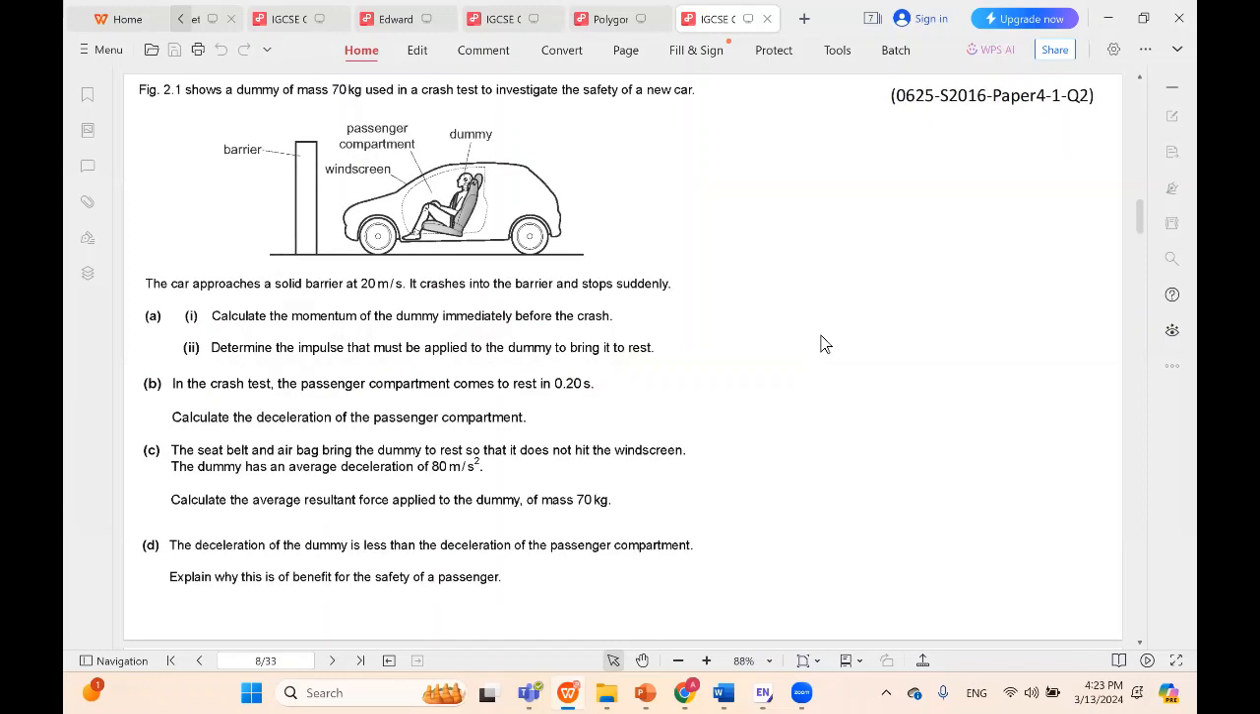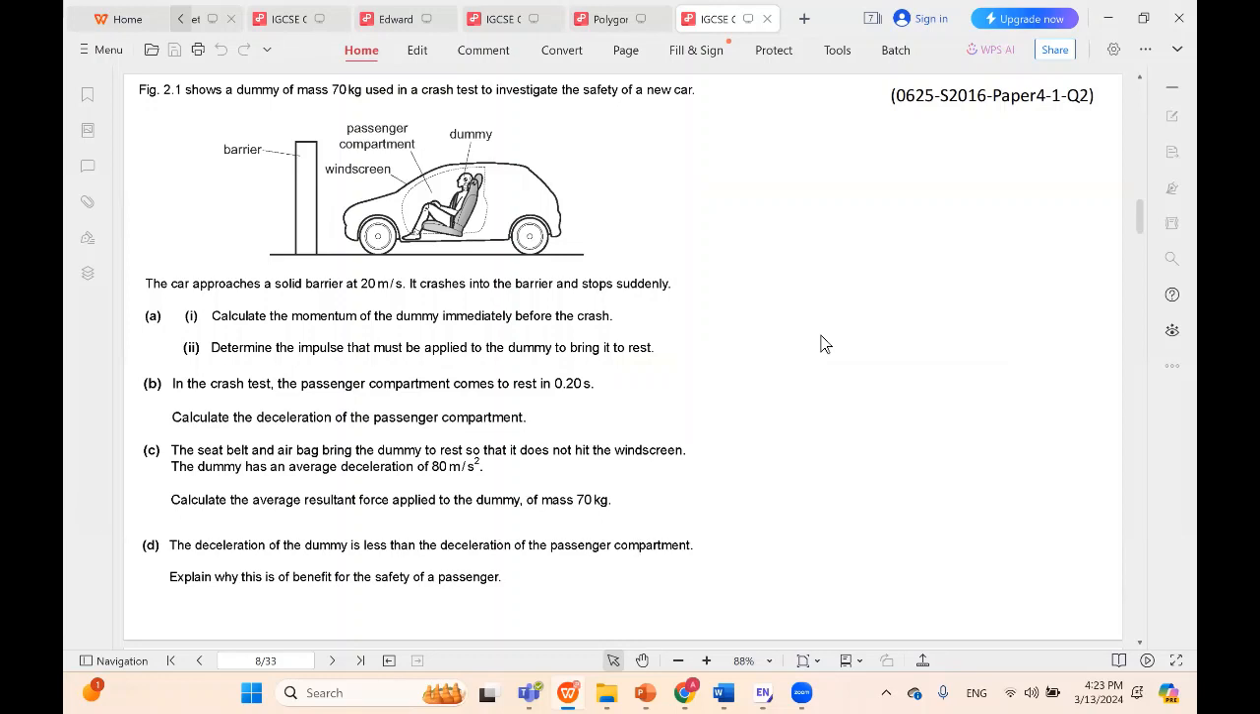Figure 2.1 shows a dummy of mass 70 kilograms used in a crash test to investigate the safety of a new car. The car approaches a solid barrier at 20 meters per second. It crashes into the barrier and stops suddenly.